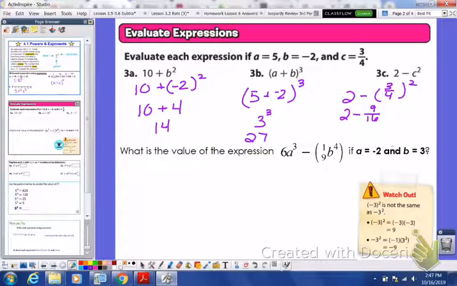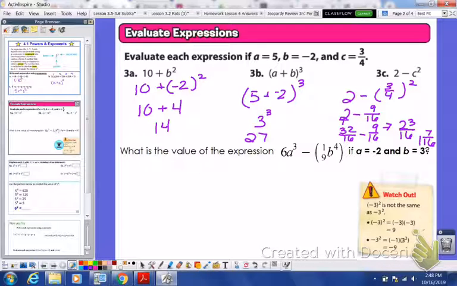I need common denominators. So my 2 over 1, multiply that by 16, and 16 would become 32 over 16 minus 9 over 16. We're going to run out a little bit of room here. So that 32 minus 9 gives us 23 over 16, for a final answer of 1 and 7/16. We like those mixed numbers.